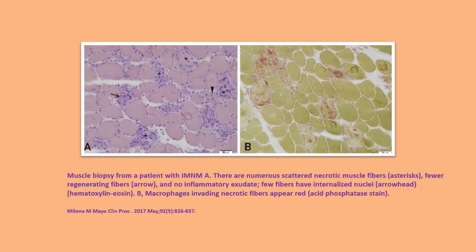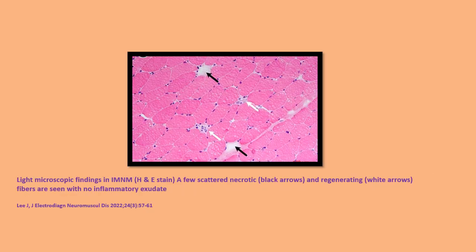Here the figure shows a muscle biopsy from a patient with IMNM. In A, there are numerous scattered necrotic muscle fibers and a few regenerating fibers and no inflammatory exudate. And in B, there are macrophages invading necrotic fibers which appear red with an acid phosphatase stain. This figure shows light microscopy findings in IMNM with an H&E stain. There are a few scattered necrotic and regenerating fibers seen without any inflammatory exudate.